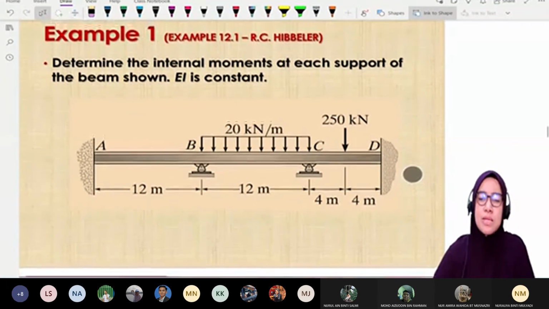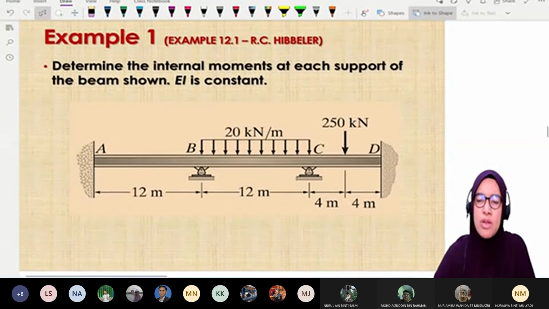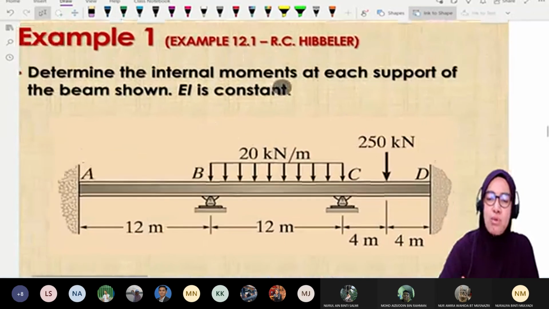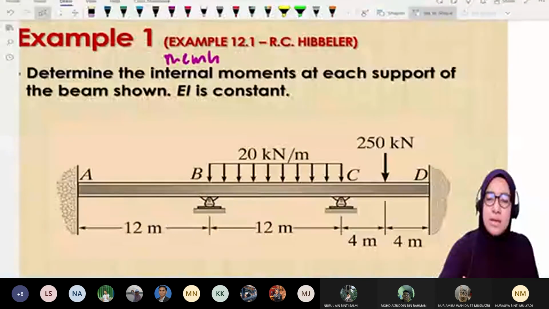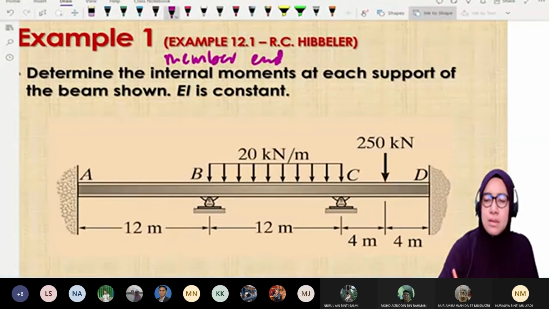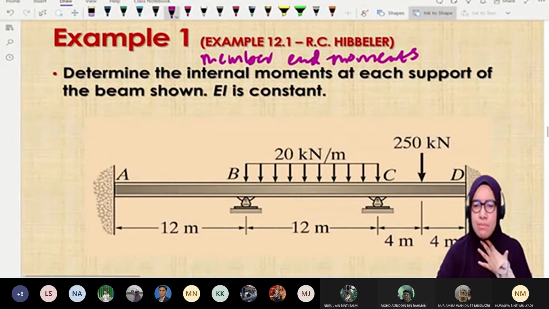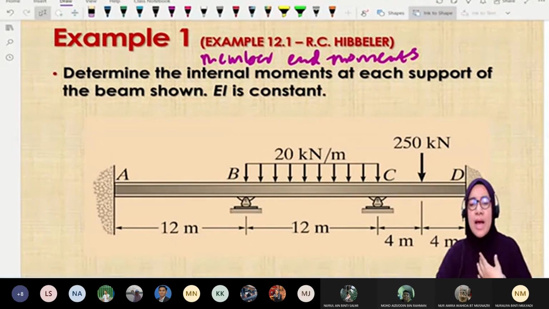This example is actually Example 12.1 from Hibbeler. Determine the internal moment, meaning the member end moment, at each support of the beam shown. EI is constant. So in this case, EI constant.